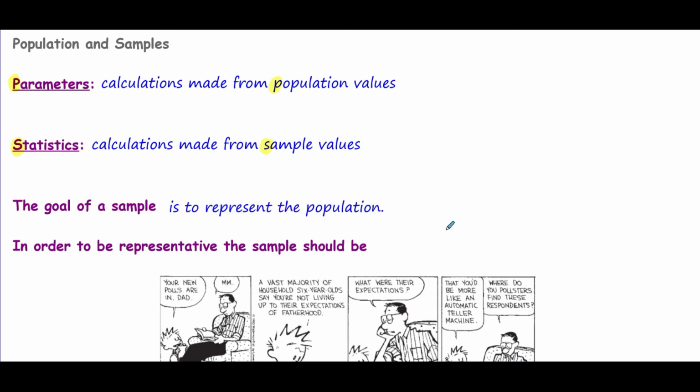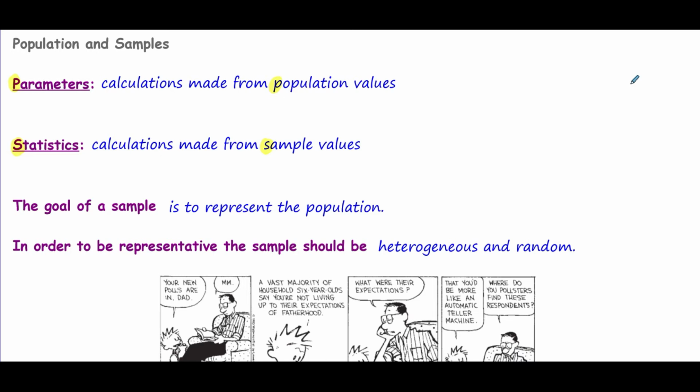The goal of a sample is to be representative of the population. We can never necessarily get a sample that is exactly perfectly representative of our population, but our goal is to get as close as possible. In order to do that, we want the sample to be both heterogeneous and random. So we want our selection of our individuals to be random, and we want to make sure that they are heterogeneous, meaning they include all types of objects or people who are contained in our population.